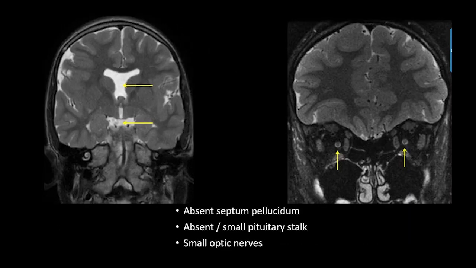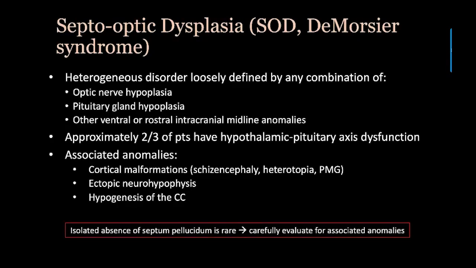Okay, you probably noticed absent septum pellucidum on the coronal image at the level of the ventricles. We have absent or too small to identify pituitary stalk and small optic nerves. These findings are suggestive of septo-optic dysplasia, formerly known as de Morsier syndrome. Septo-optic dysplasia is a heterogeneous disorder loosely defined by any combination of optic nerve hypoplasia, pituitary gland hypoplasia, and other ventral or rostral intracranial midline anomalies.